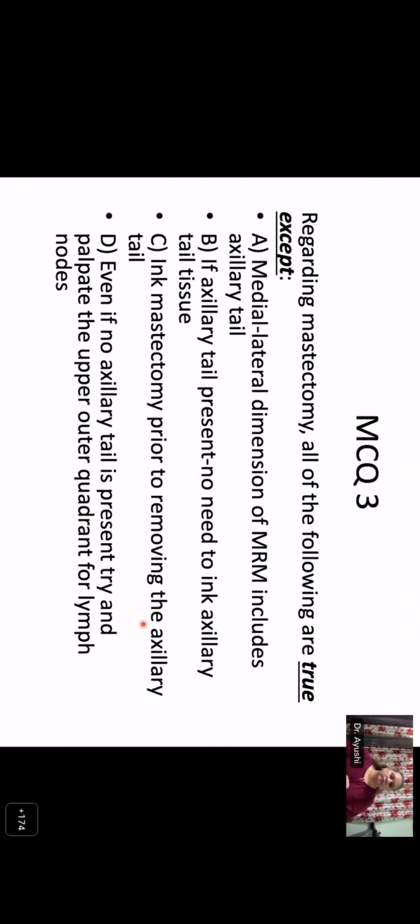This is my third MCQ. The question is regarding mastectomy, all of the following are true except: option A, medial lateral dimension of MRM includes axillary tail. Option B, if axillary tail is present, there's no need to ink axillary tail tissue. Option C, ink mastectomy prior to removing the axillary tail. And option D, even if no axillary tail is present, try and palpate the upper outer quadrant for lymph nodes.